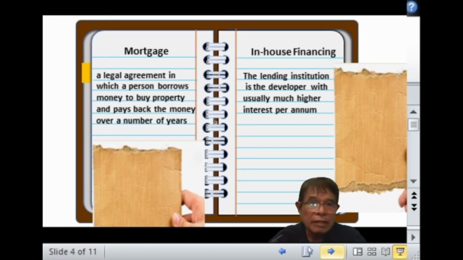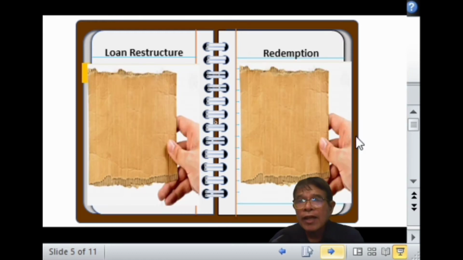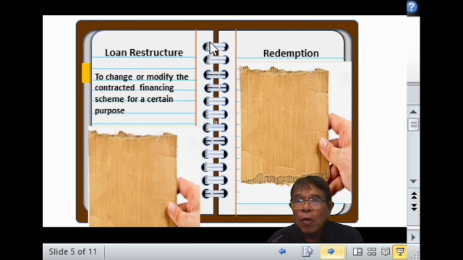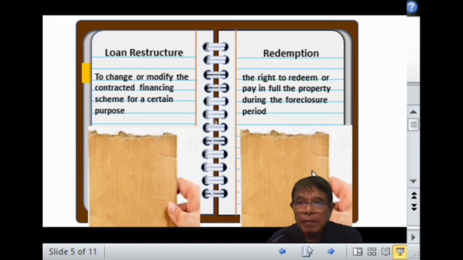In-house financing is not as strict as banks or Pag-IBIG when it comes to requirements. Okay, next, loan restructure. What is loan restructure? It is the change or to modify the contracted financing scheme for a certain purpose, while redemption is the right to redeem or pay in full the property during the foreclosure period.